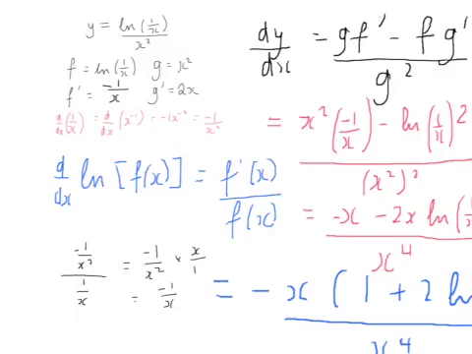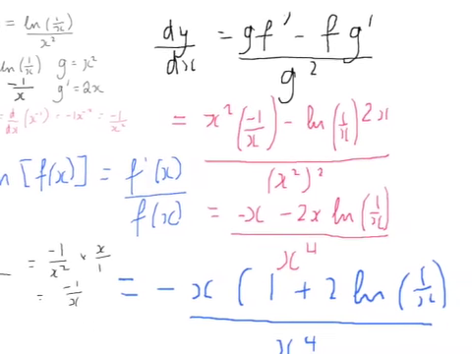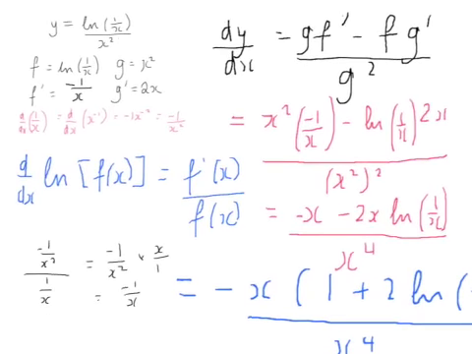So I've got to put everything into the formula. So here we go. I've got g, f dash, that's what I just figured out over there, that's where I get these from, and then I've got f, and I've got g dash, all divided by g squared. So if I simplify this, x squared times negative 1 over x, that x cancels with the x, and leaves negative x, and I get minus x, minus 2x log 1 over x, all over x to the 4.